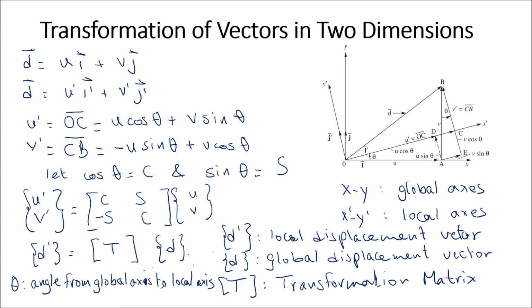The transformation matrix is also sometimes referred to as the rotation matrix. In the next video, we'll see how to use the transformation matrix to go from the stiffness matrix expressed with respect to the local coordinates to the stiffness matrix expressed with respect to the global axis.